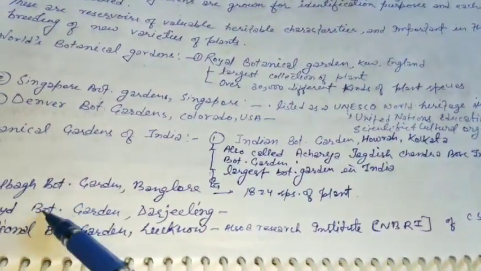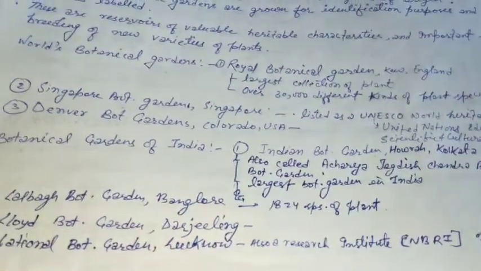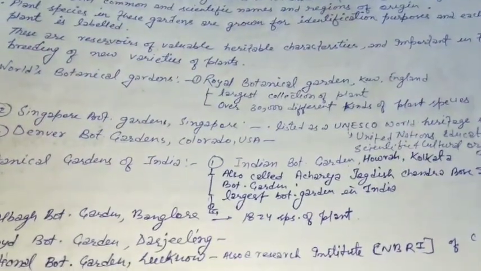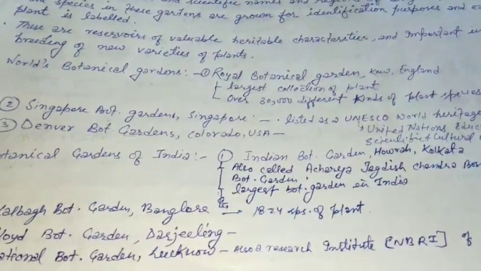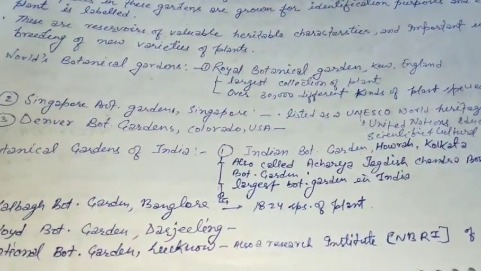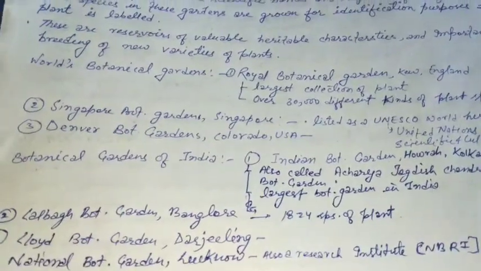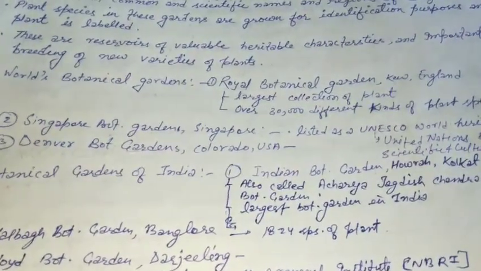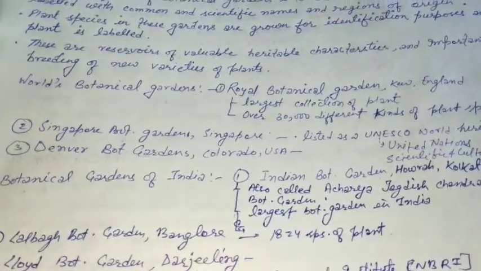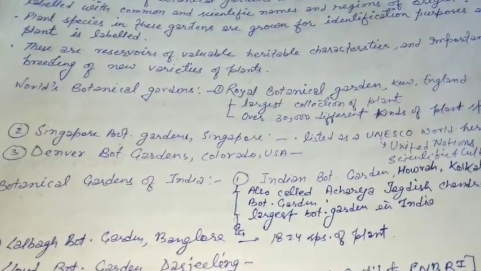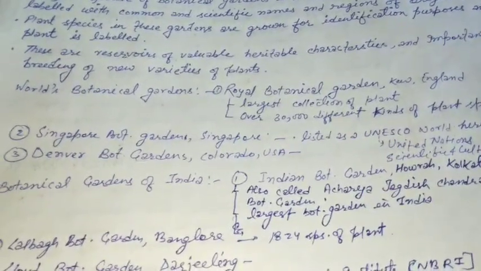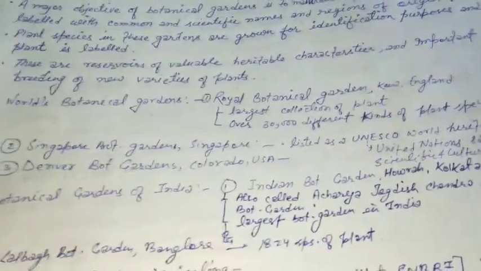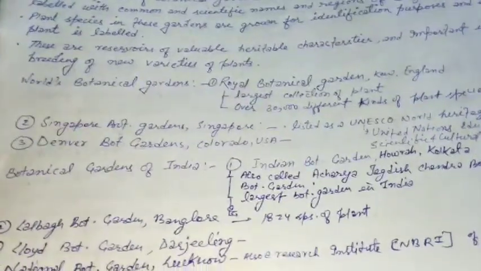The second one is the Lalbagh Botanical Garden, Bangalore or Bengaluru. It is also known as the Bengaluru Botanical Garden or Lalbagh Botanical Garden. This botanical garden includes around 1824 species of plants. It was the concept of Hyder Ali, who started building this botanical garden and laid the foundation, and it was completed by his son Tipu Sultan. So Tipu Sultan completed it. Then it is known as the Lalbagh Botanical Garden.